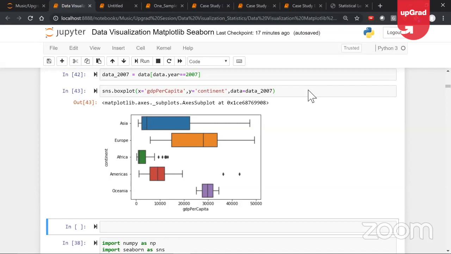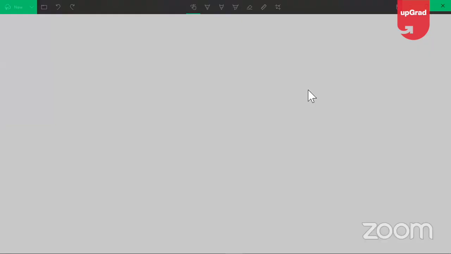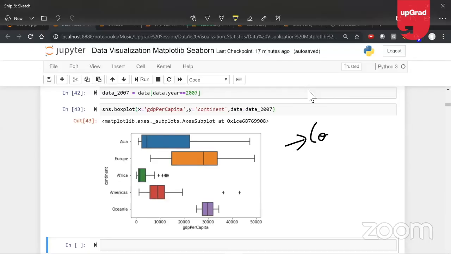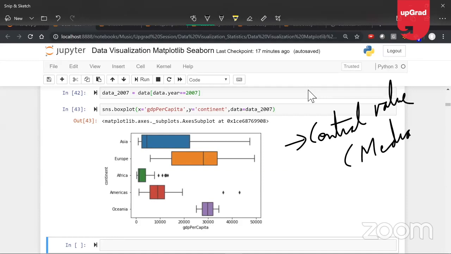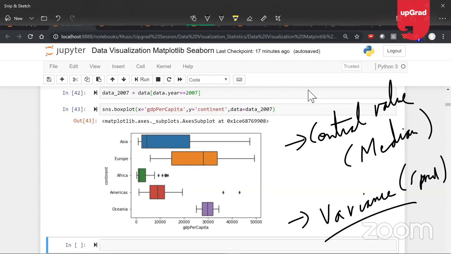And remember, there are two aspects of the problem. One is the central value. What is my central value for a box and whisker plot? It is the median, right? And the other is the variance, the spread. So what is the variance and the spread? It is basically the overall width, the spread of my box and whisker.